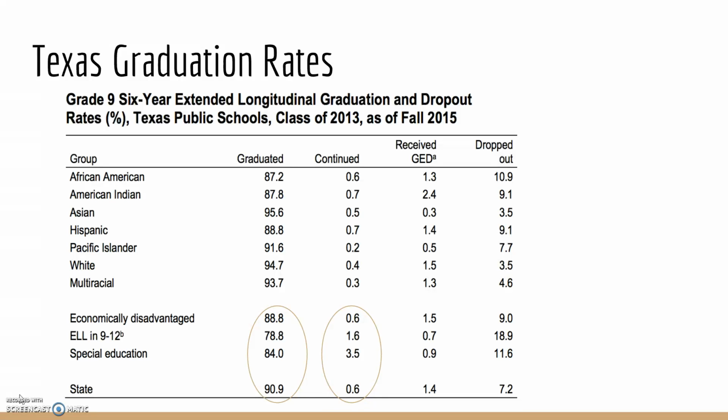If you look at the graduation rates here for the state, it's 90.9% for the overall graduation rate, where the economically disadvantaged graduation rate is 88.8, the ELLs is 78.8, and then the special education is 84. So obviously the ELLs are really struggling here statewide for their graduation rates. And then if you look over to the continuation, these are the percentage of students that are going to keep going after their 4-year anticipated graduation rate. The continuers in ELL, it's 1.6%, and then special ed is 3.5%, whereas the state overall is 0.6%.